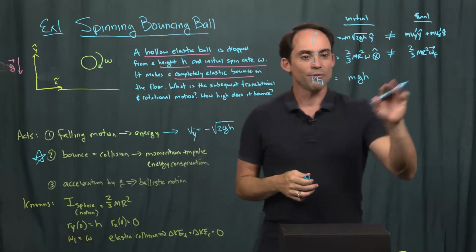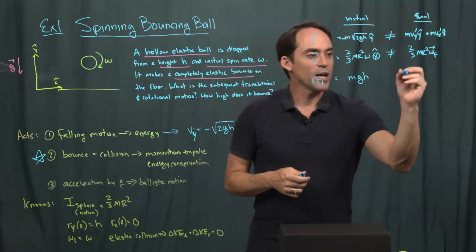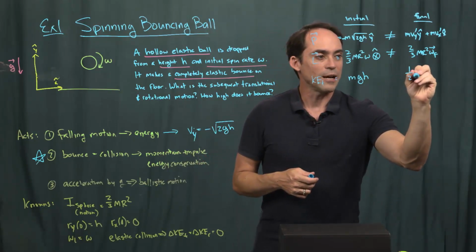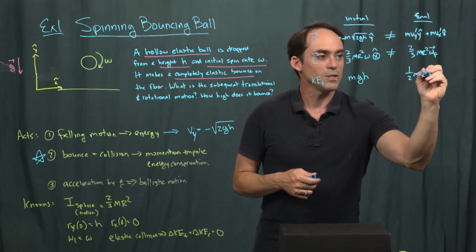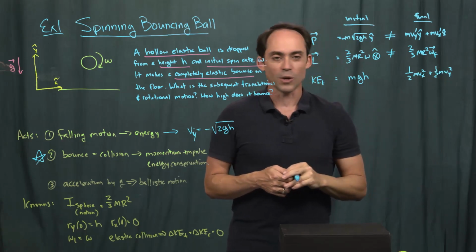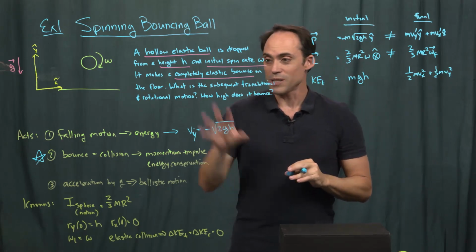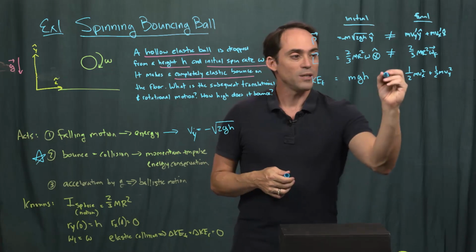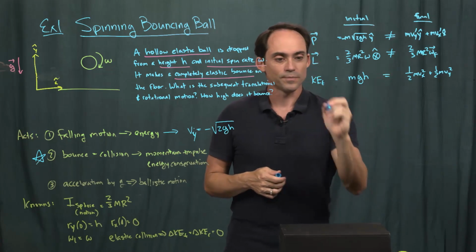And then the final kinetic energies. Again, we're not sure which way this is going to move, so let's write down those two speeds explicitly: 1/2 mvx squared plus 1/2 mvy squared. And in this case, we were told that this is an elastic collision, so these two terms are going to be equal to each other.